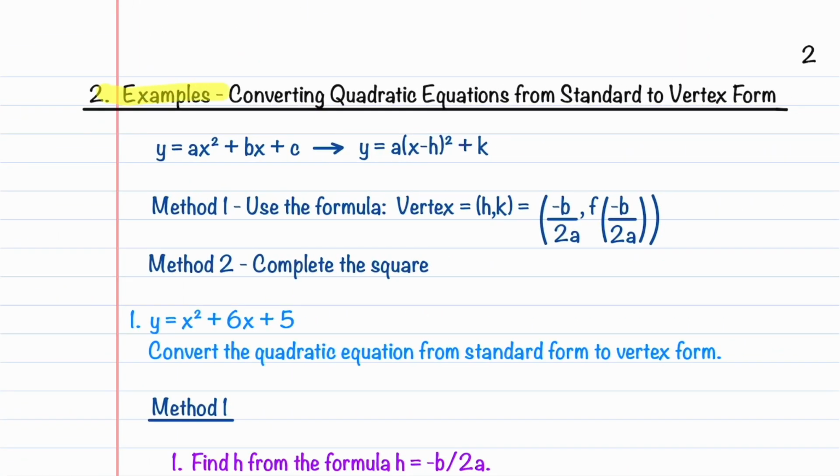We're going to walk through some examples where we convert quadratic equations from standard to vertex form. This is our quadratic equation in standard form, and we're going to convert it to vertex form. There are two methods that we can use to do this, and I'm going to use both methods just so that you can see how each one works. In the first method, we're just going to use the formula for the vertex given by this. And then in the second method, we're not going to use the formula, and instead we're going to do what's called complete the square. I'll show you exactly how that works.